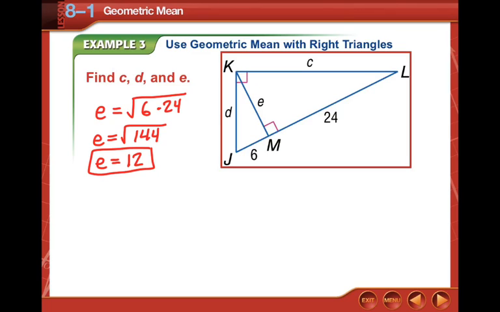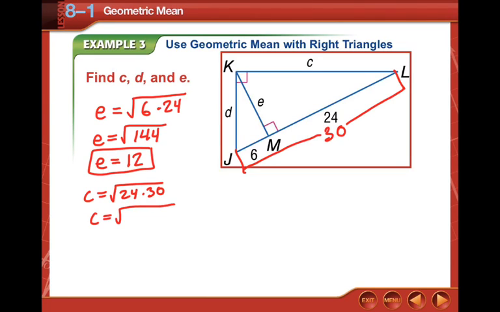Now C and D are a little bit different. We have to look for those parts of the hypotenuse that are adjacent to that leg. So for C, that's going to be the 24. We also need to know the total length of the hypotenuse. This whole length here is 30, 6 plus 24. So 24 times 30 is inside our square root, and 24 times 30 comes out to be 720. The square root of 720 is not nearly as pretty as our last one. It comes out to be 26.833. That is not 833 repeating, I rounded.